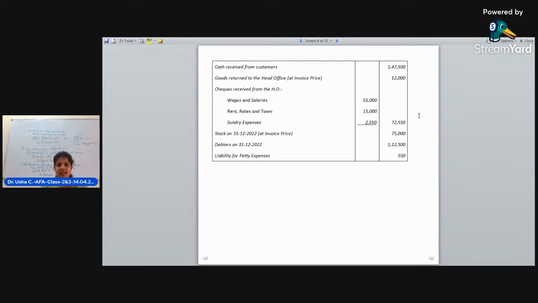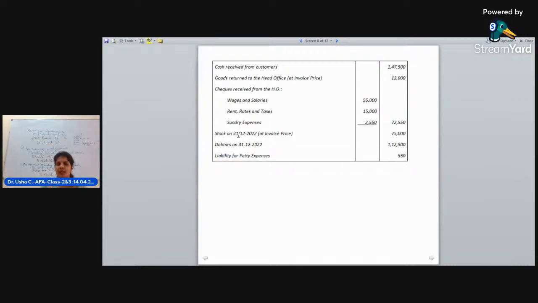This is 75,000. Debtors on 31st December 2022 is 1,12,500. Next, liability for the petty expenses, it is 550. This debtor is a closing debtor, and the liability, they are saying that this is a closing liability. So these are the 3 closing information.